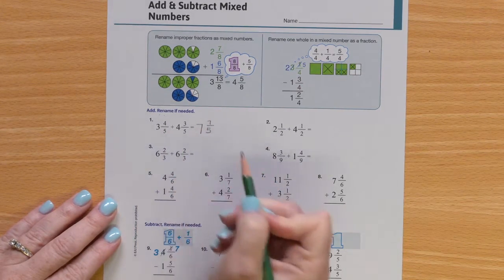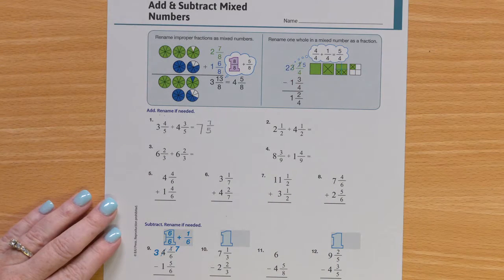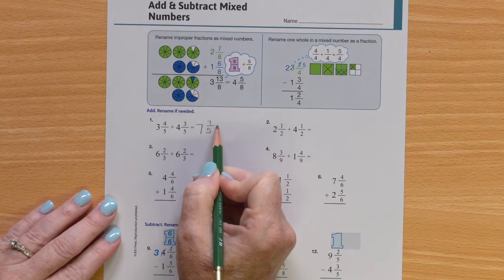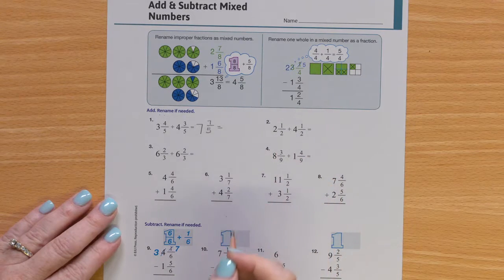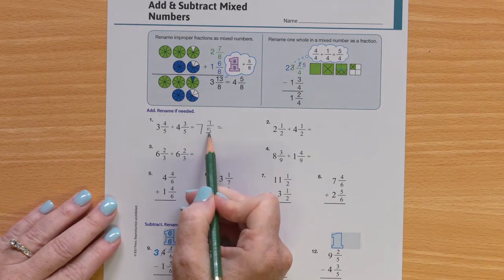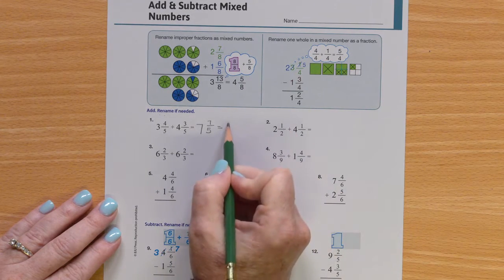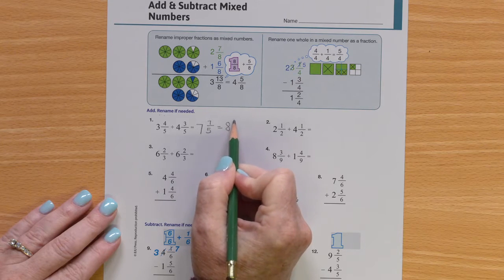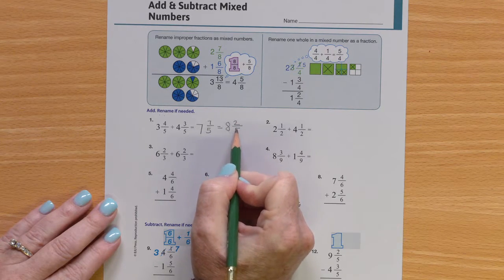Now, that's an improper fraction, so we need to rename, don't we? How many fifths make a whole? 5/5. So that's going to be another whole plus what? 2/5 more. So we're going to say that's equal to 8 2/5.